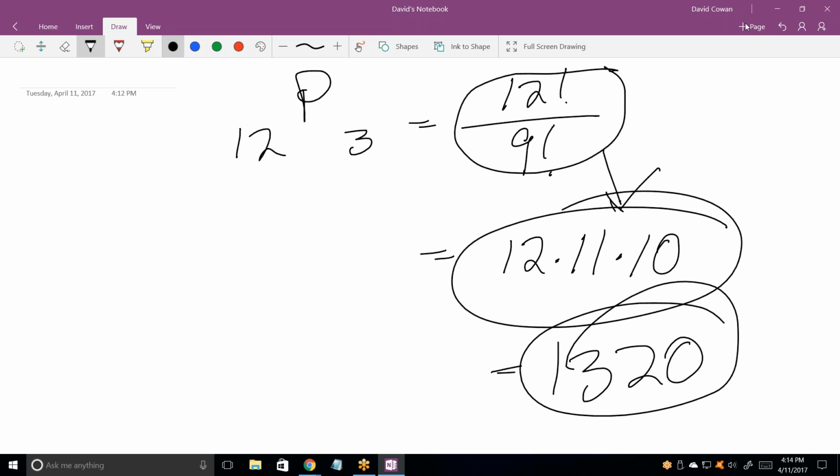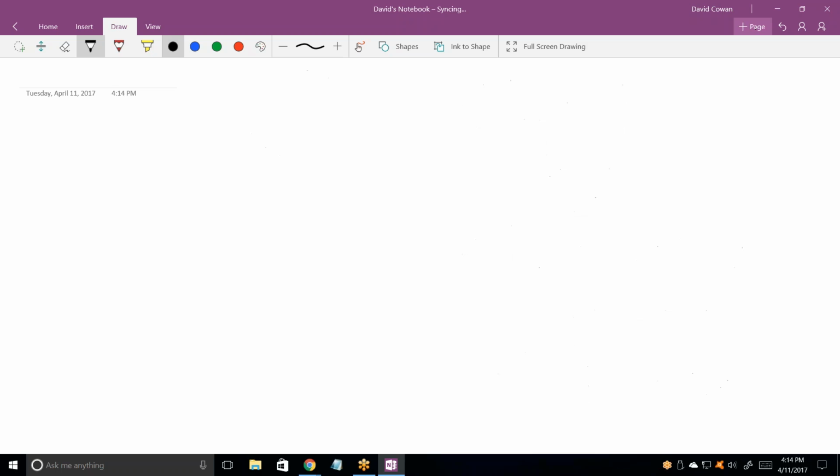Now, let's talk about some other probability and combination problems. New York license plates have 3 numbers and 3 letters. How many different license plates can you have without a repeat of numbers or letters?